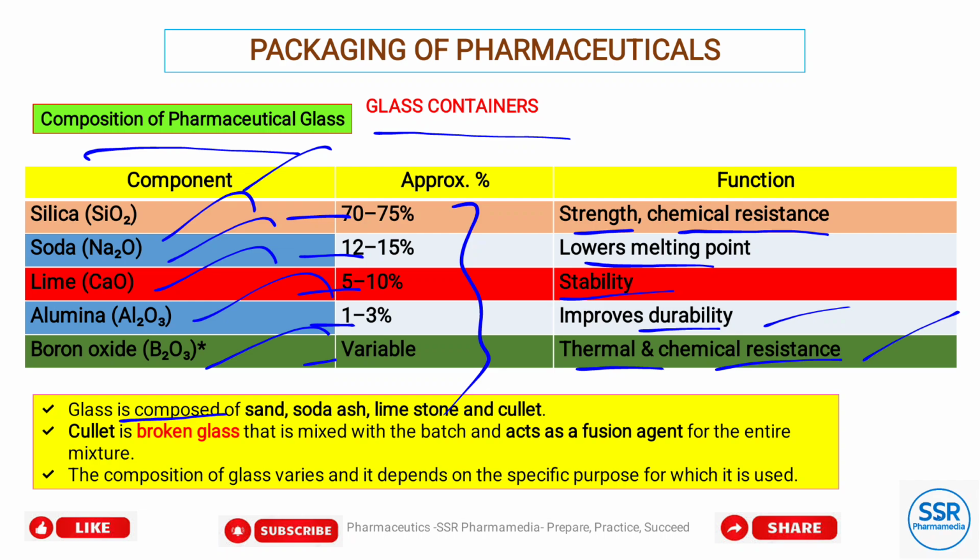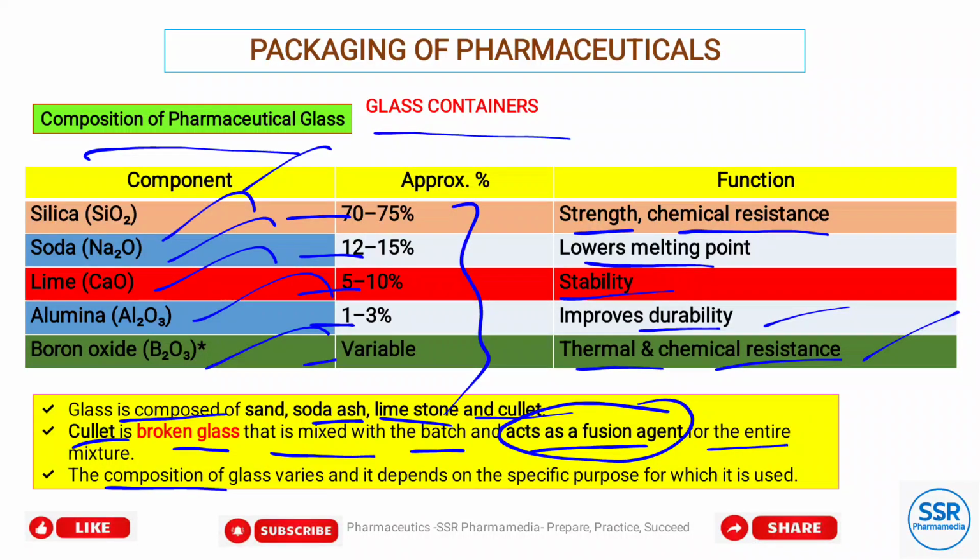Glass is composed of sand, soda ash, limestone and cullets. This cullet is broken glass that is mixed with the batch and acts as a fusion agent. It's very important. So cullet acts as a fusion agent for the entire mixture. The composition of glass varies and depends on the specific purpose for which it is used.